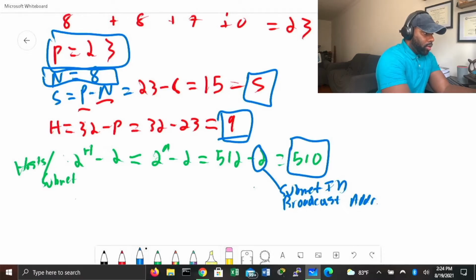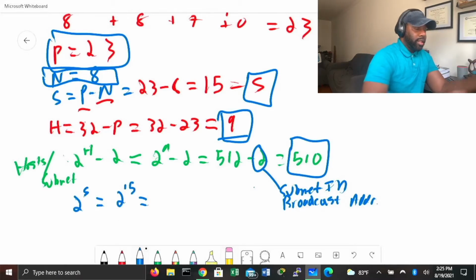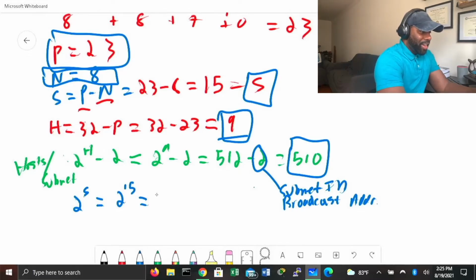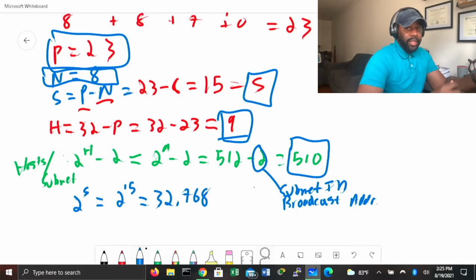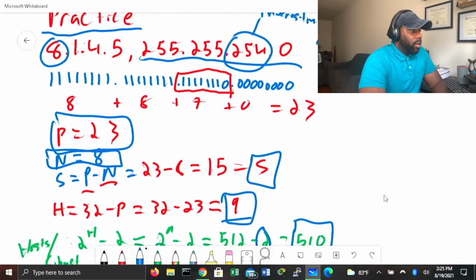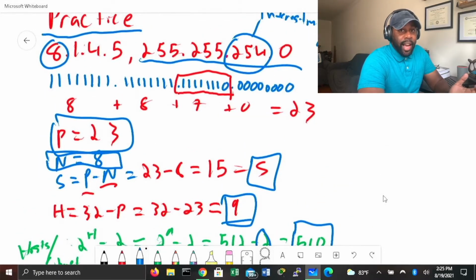Now we have 2 to the S, which is going to be 2 to the 15, which I memorized. It's going to be 32,768. That's how many subnets we can have. And that makes sense because it's a class A IP address.